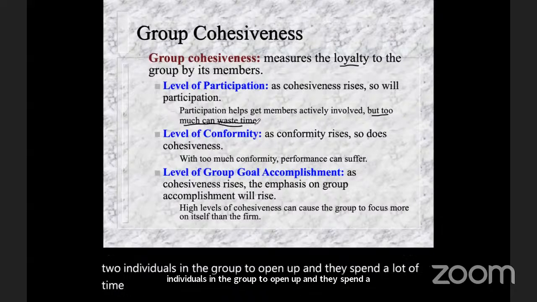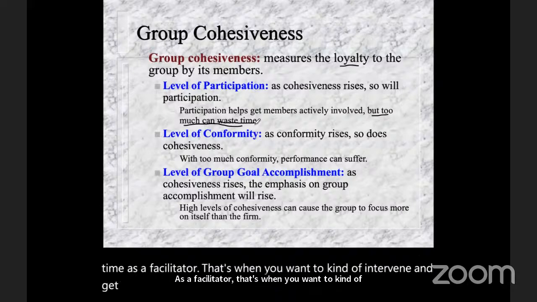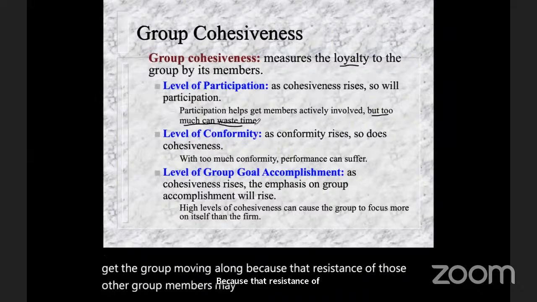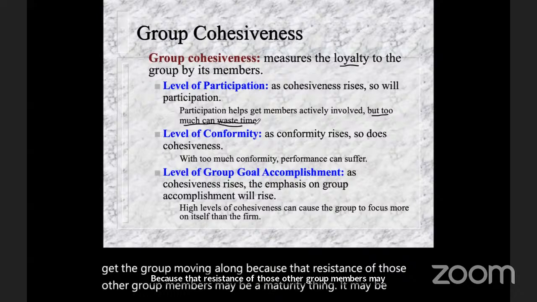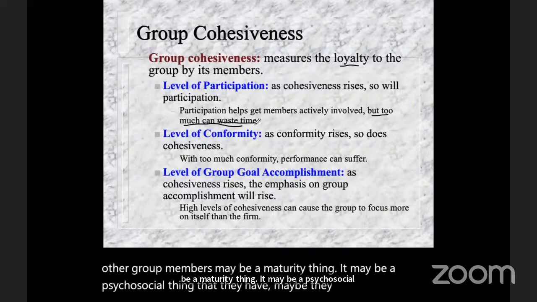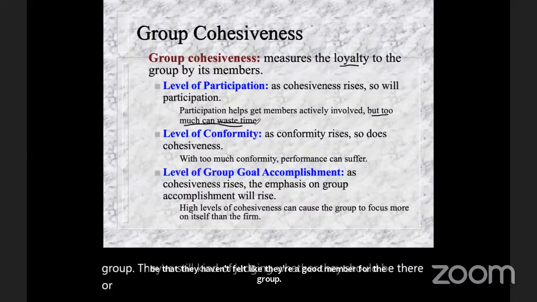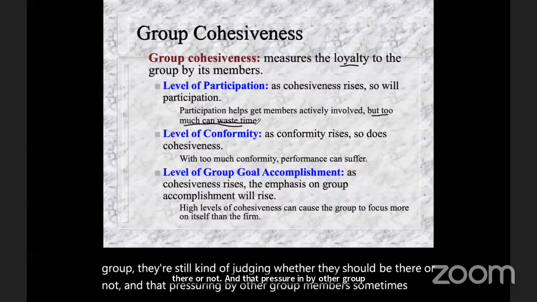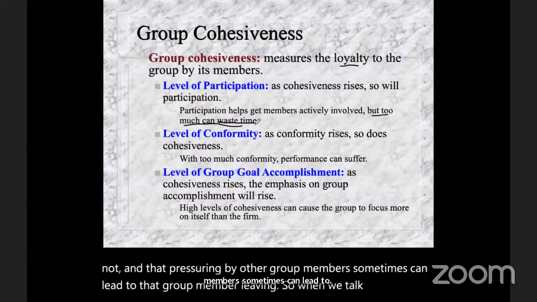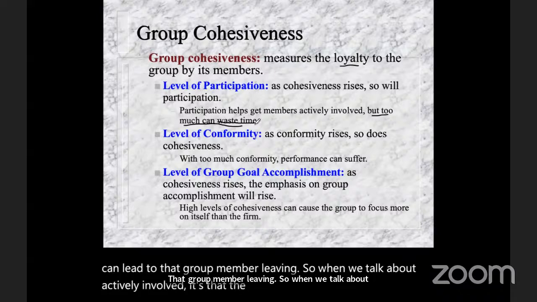As a facilitator, that's when you want to intervene and get the group moving along, because that resistance of those other group members may be a maturity thing. It may be a psychosocial thing. Maybe they have group anxiety or shyness issues. It may be that they haven't felt like they're a good member of the group. They're still judging whether they should be there or not. And that pressuring by other group members can sometimes lead to that group member leaving. So when we talk about actively involved, it's that the group encourages others to talk.